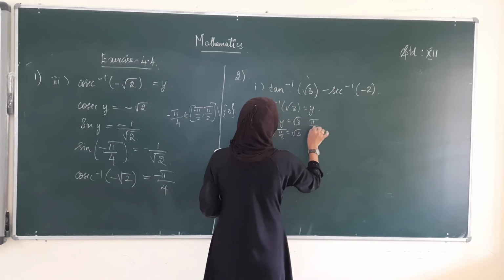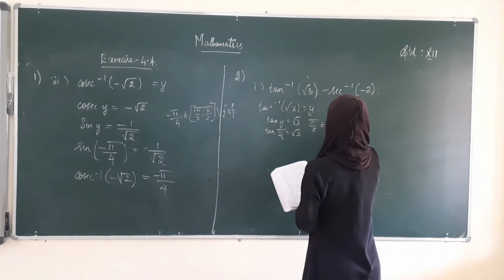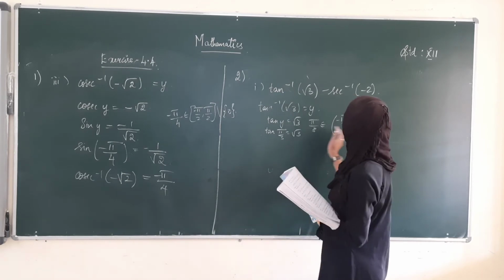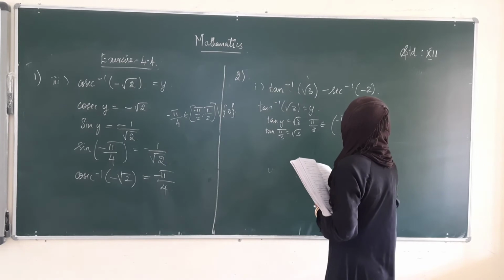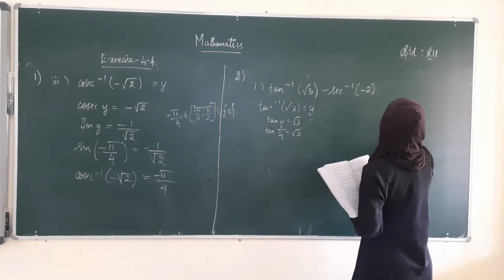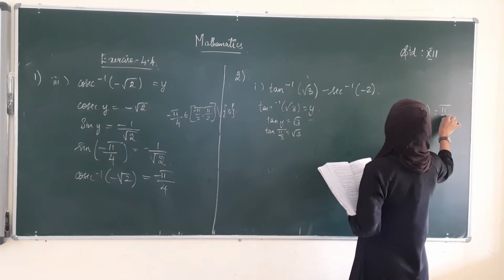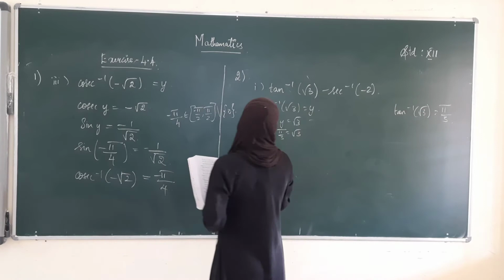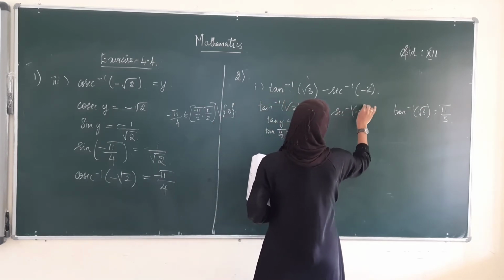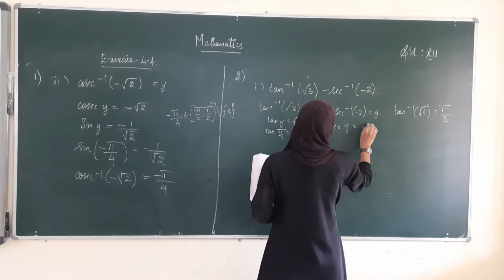We have to show that pi by 3 belongs to the range of the tan inverse function, which is the open interval minus pi by 2 comma pi by 2. So, pi by 3 belongs to this interval. Therefore, the value of tan inverse of root 3 is pi by 3. Let us keep it as it is. Next one is secant inverse of minus 2. Let us take it as y. Then secant y is equal to minus 2.